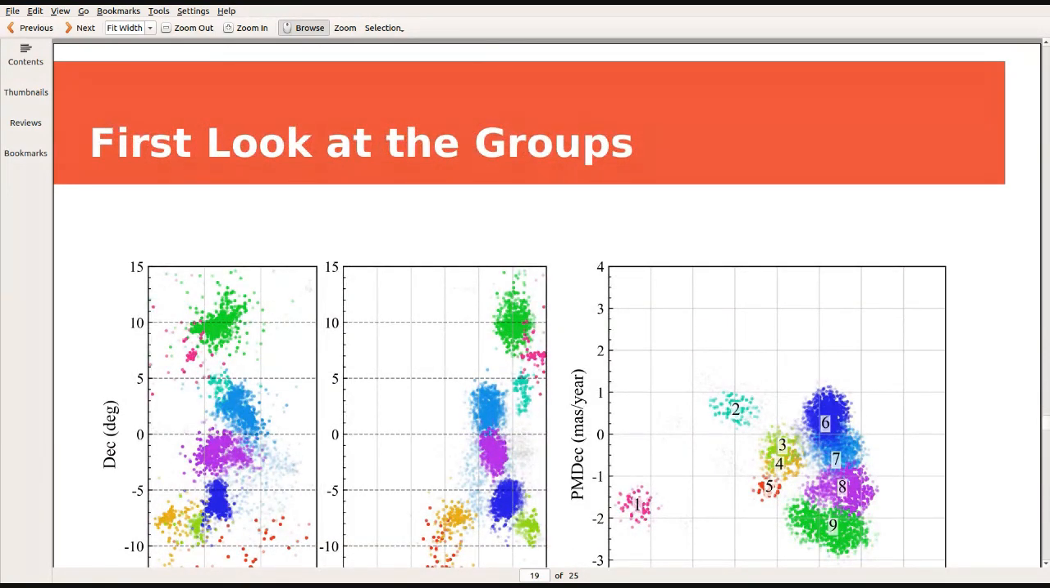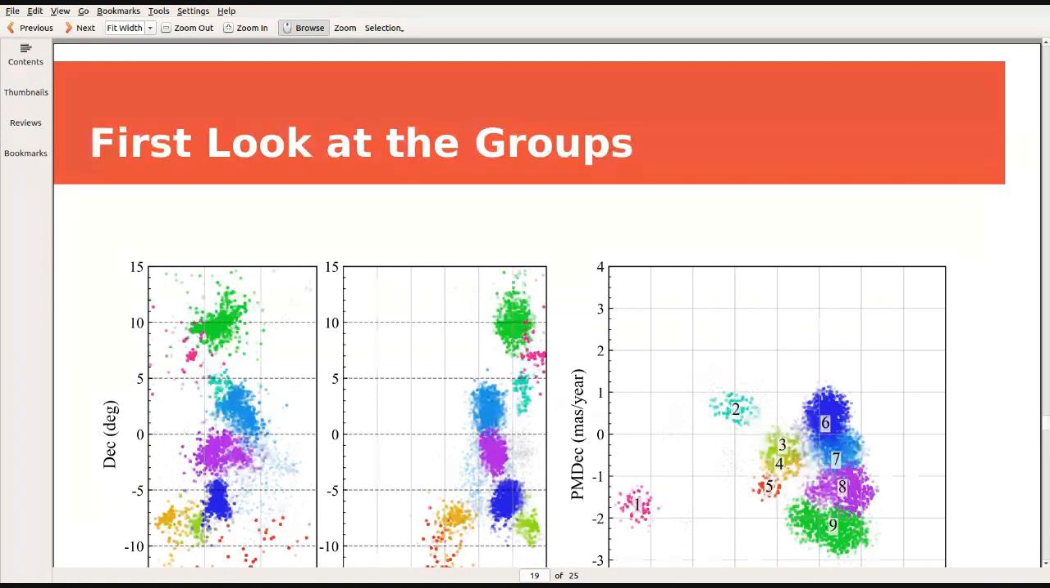So what do the groups look like coming out of the algorithm? Here I'm showing the first 9 groups in 3 separate projections. The leftmost projection is simply projecting onto the sky, right ascension and declination. In the middle, I'm projecting the groups onto parallax on the x-axis and declination on the y-axis. And the last projection is simply the proper motion. I'll also label the groups here in proper motion space.